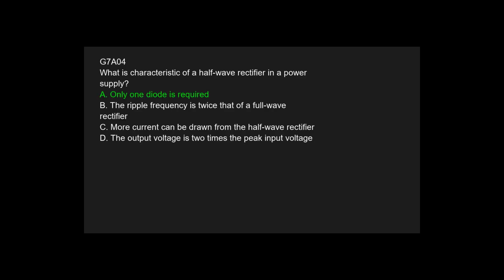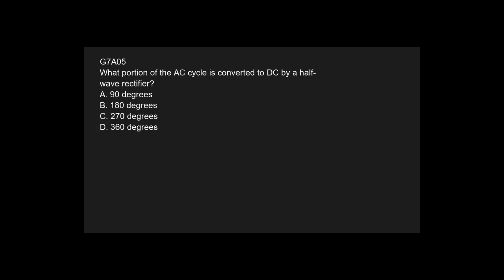Question: what is characteristic of a half-wave rectifier in a power supply? The correct answer is A. Only one diode is required. Question: what portion of the AC cycle is converted to DC by a half-wave rectifier? The correct answer is B. 180 degrees. Question: what portion of the AC cycle is converted to DC by a full-wave rectifier? The correct answer is D.